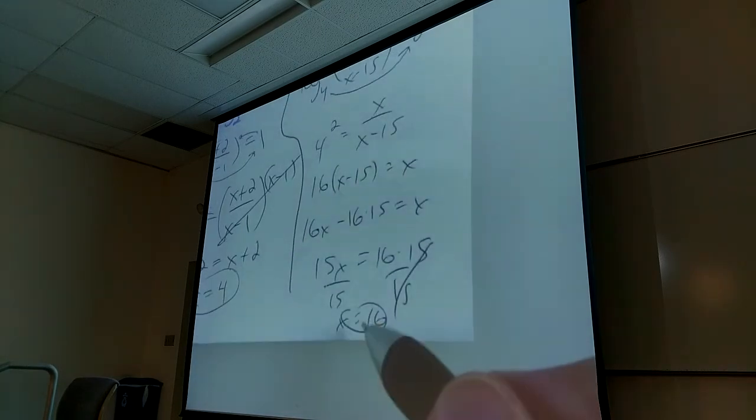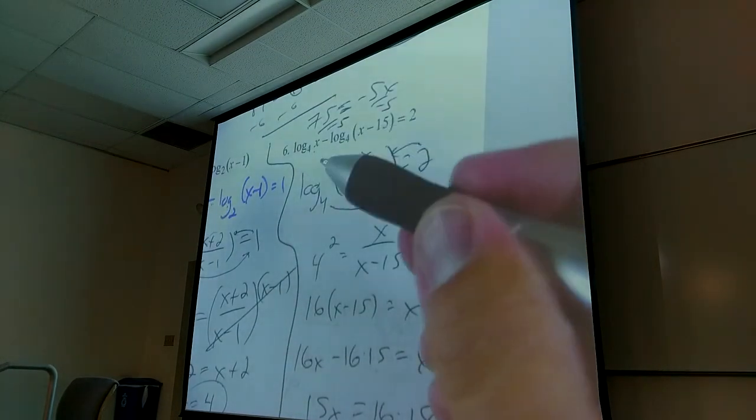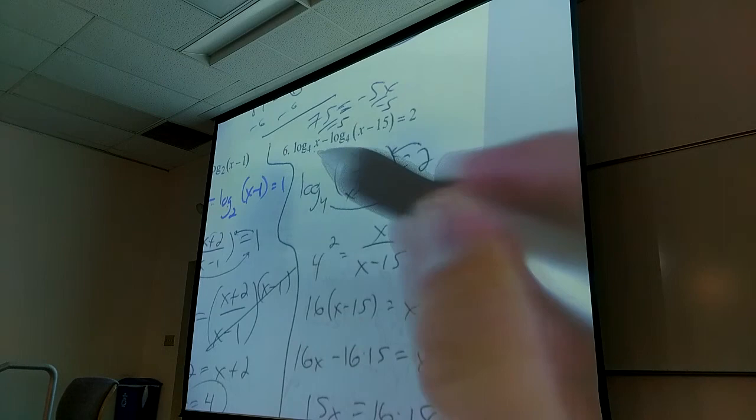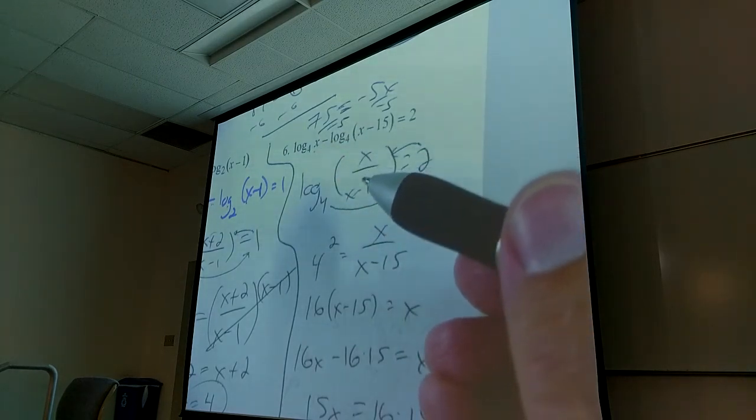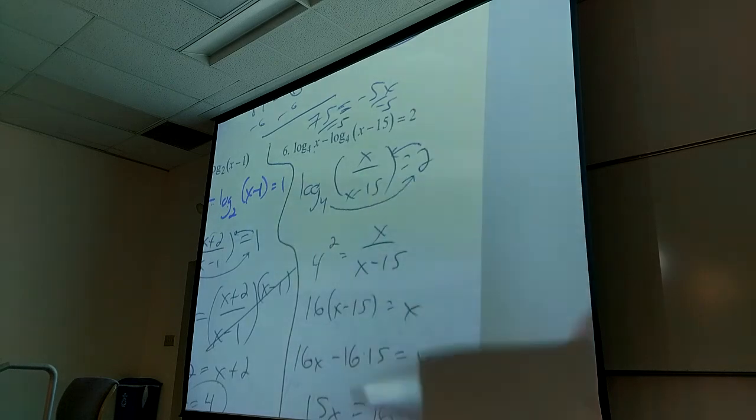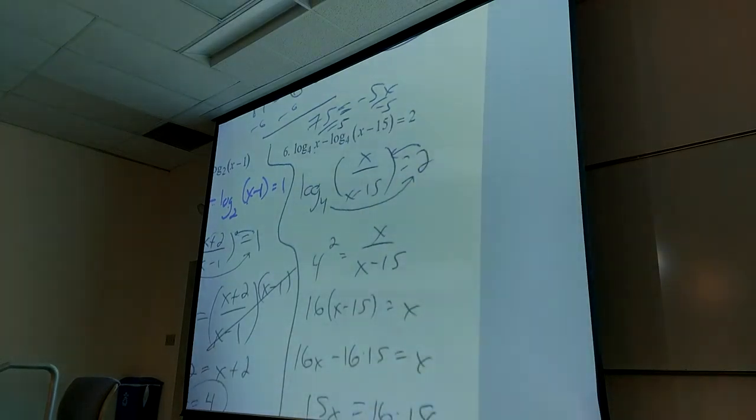Does 16 work? Does it make anybody freak out? It's positive, and 16 minus 15 is positive, so it's all good. Okay, I like it.